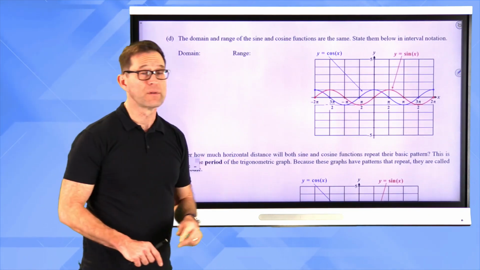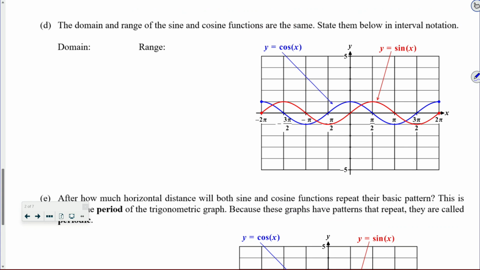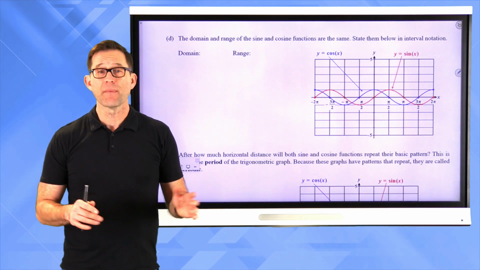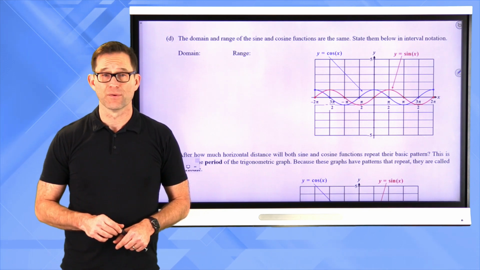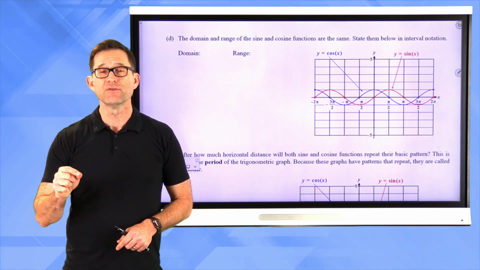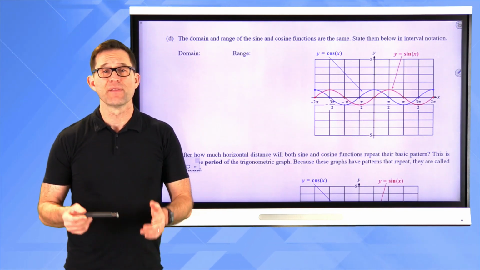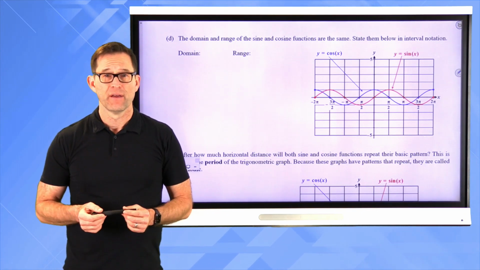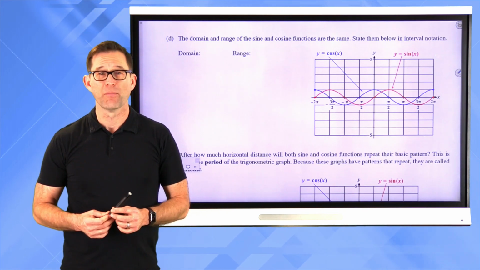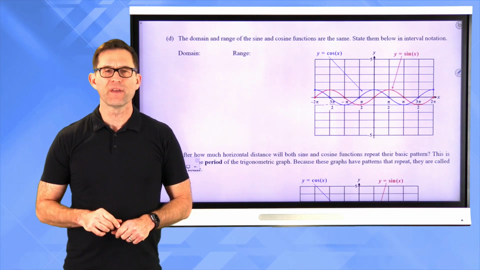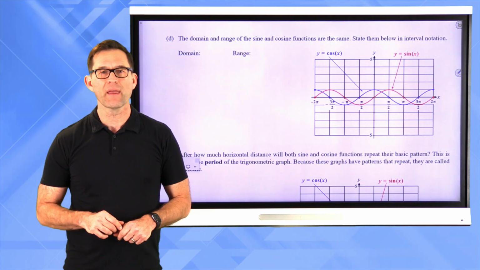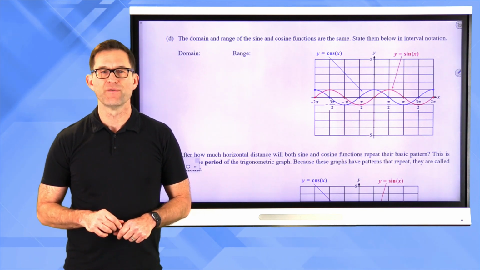All right, very important. Let's take a look at letter D. The domain and range of sine and cosine functions are the same. State them below in interval notation. All right, so I'm claiming it doesn't matter whether you're talking about the sine or the cosine, the domains and the ranges are the same. Now, the domains, remember, are the allowable angles that will give you an output, and the range is what those outputs are. Pause the video now and see if you can think about what the domain and the range of these two functions are.